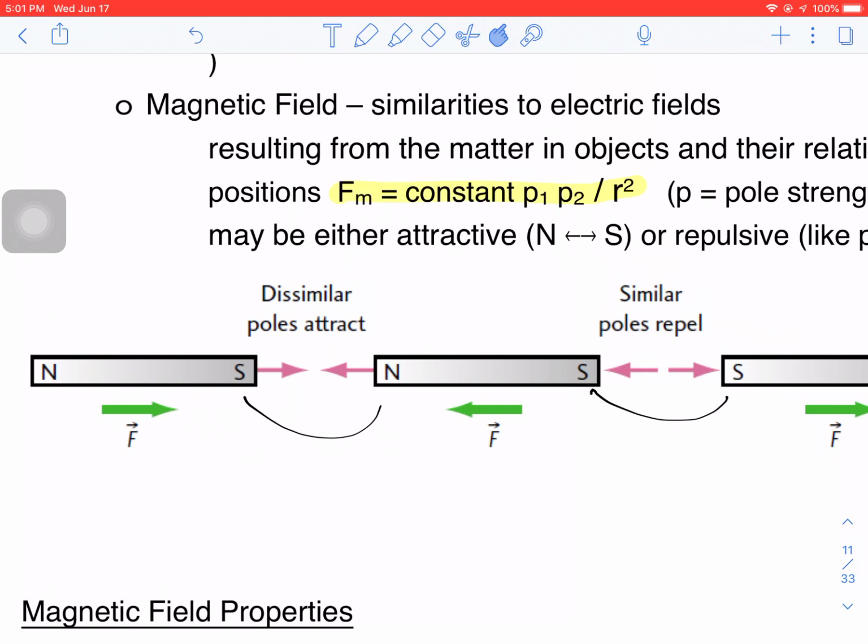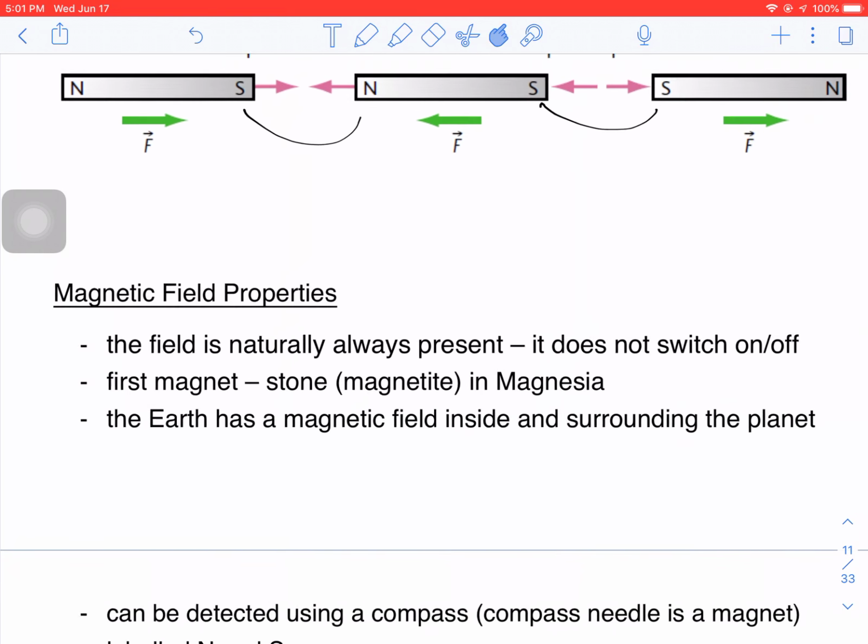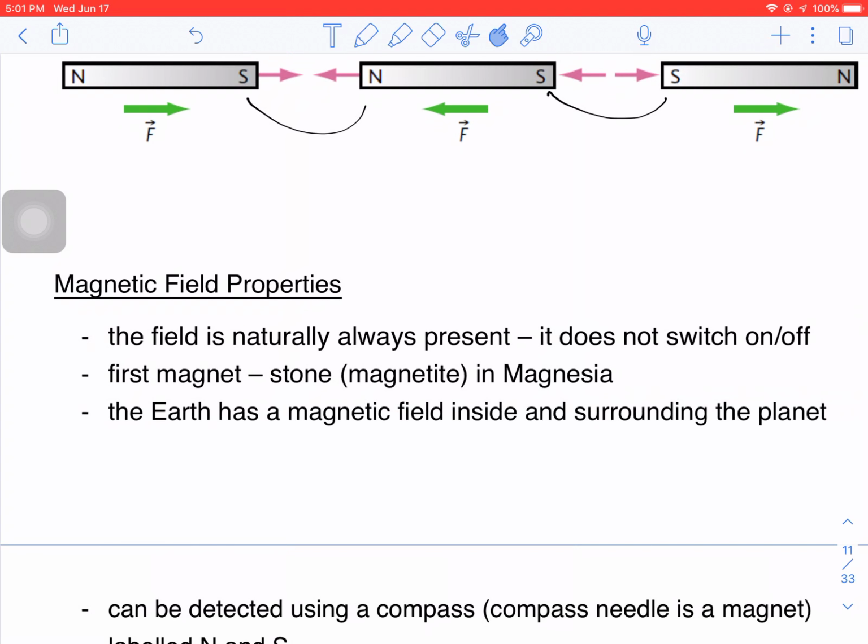Now, if I look at that magnetic field, one of the things about magnetic fields like gravity and electrostatic fields is it's always there, right? You can't turn that field on and off. It's a property of the matter itself.